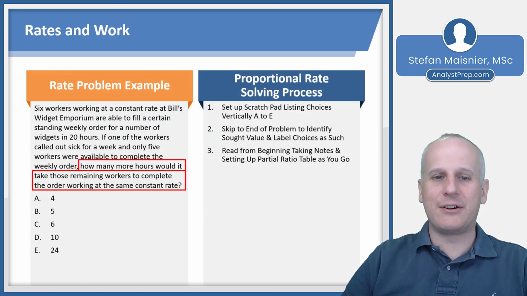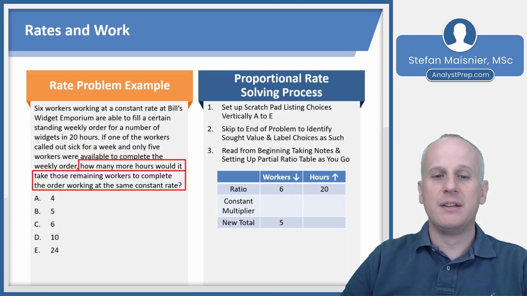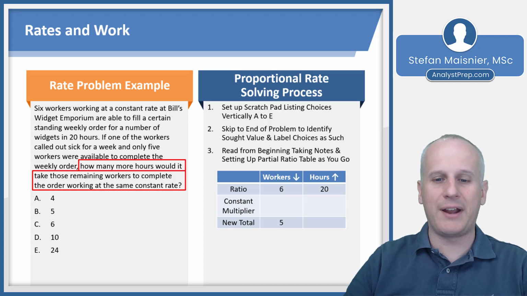So let's consider our prior problem using the ratio table structure. So you could read from the beginning, taking notes and setting up a partial ratio table as you go instead. So this time we've got workers and we've got hours, we've got ratio as the top line, we've got constant multiplier unknown in the middle, and our new total of workers as 5. And you'll note, we recall from our proportional discussion at the beginning of this lesson that when we lower the rate, we're going to increase the hours. So when the workers go down, the hours are going to go up.